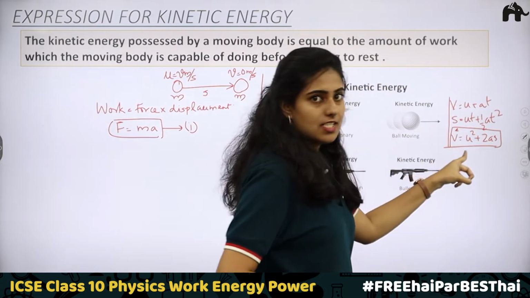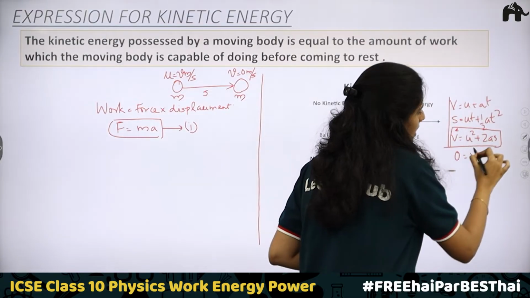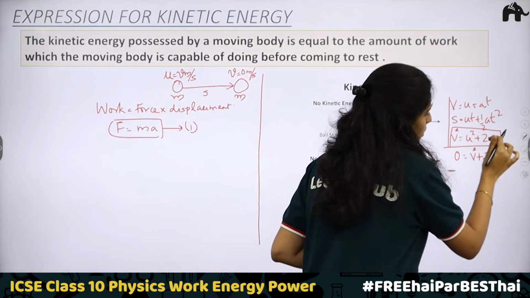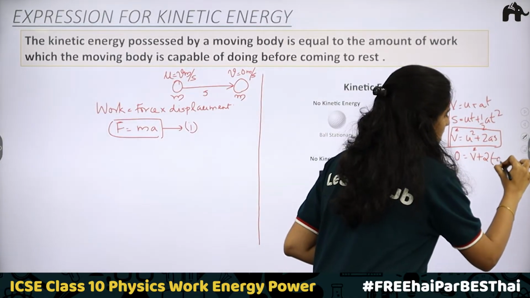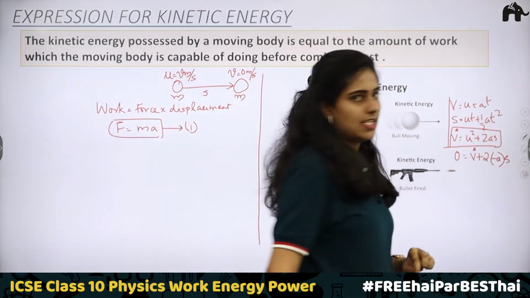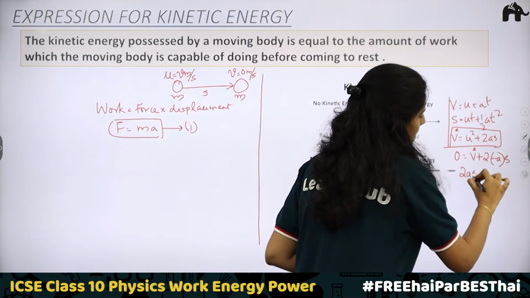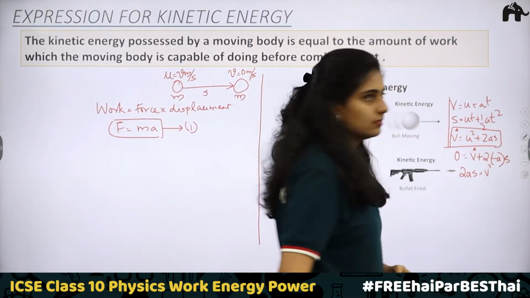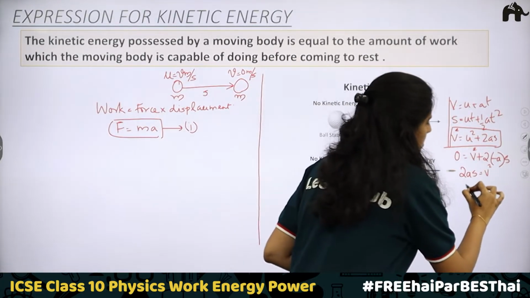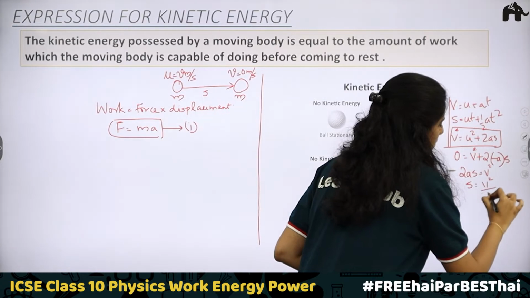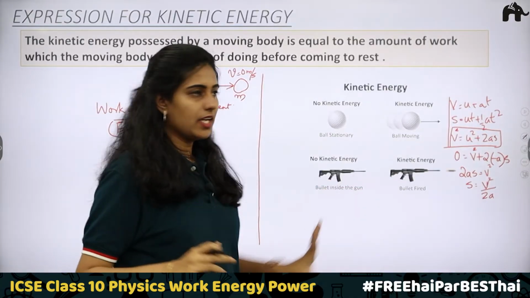We have final velocity V is equal to 0. 0 is equal to initial velocity U, taken as V, square plus 2 into acceleration, which is negative in this case. It is retardation. Therefore, we take minus A into displacement S. Taking this to the opposite side, we get 2AS is equal to V square. Then S will be V square divided by 2A.